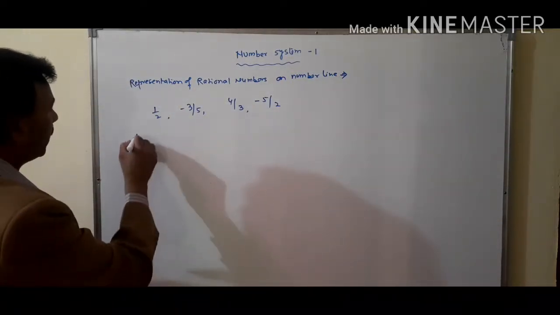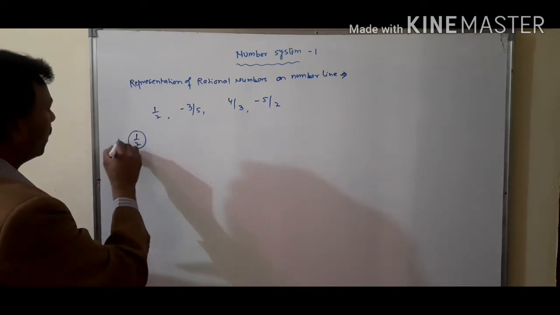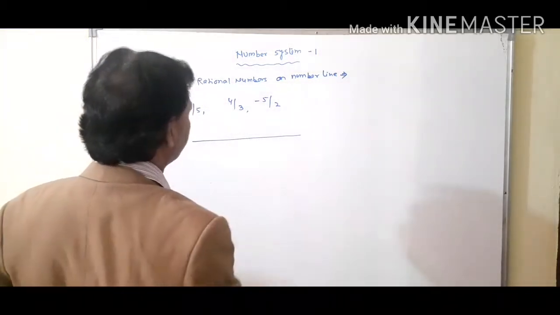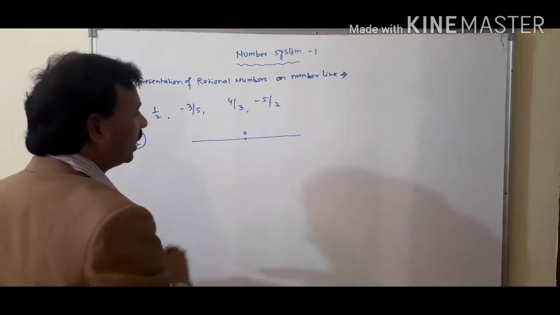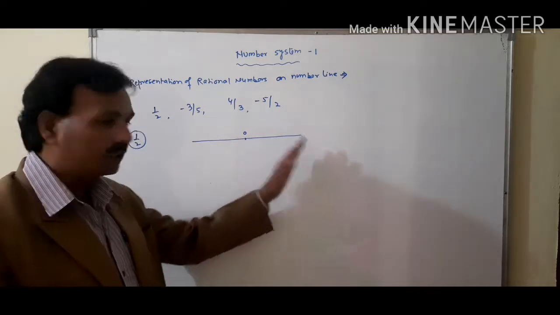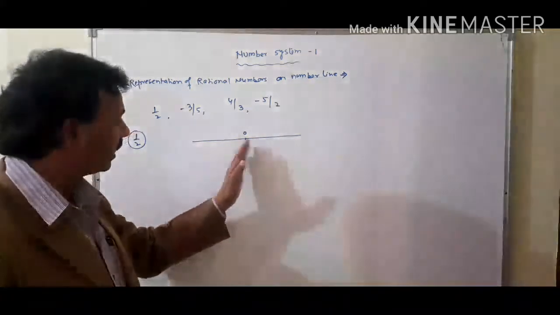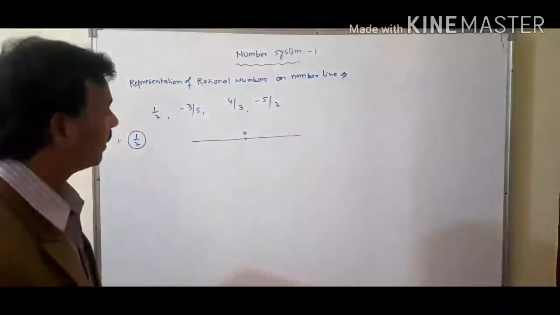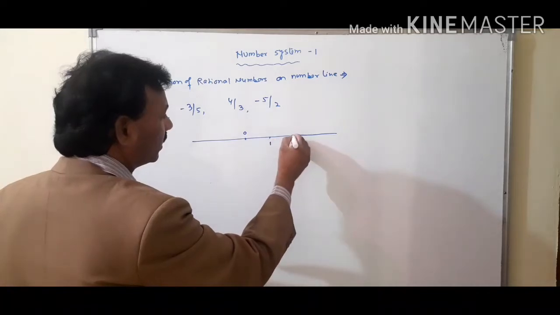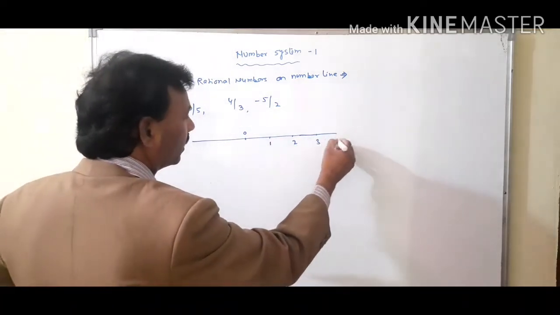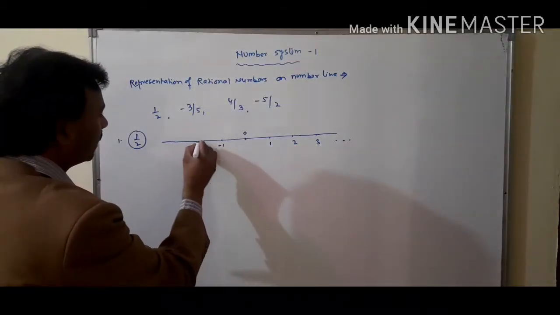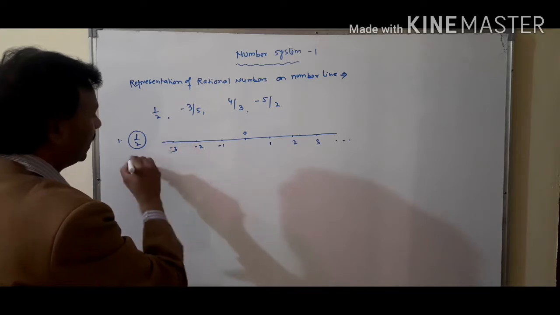First we take 1 by 2. How to represent 1 by 2 on the number line? Suppose this is a number line and this is the 0. As you know, all positive numbers lie on the right side of 0 and all negative numbers lie on the left side. We take equal distances: this is 1, this is 2, this is 3 and so on, and on the left side this is minus 1, minus 2, minus 3 and so on.